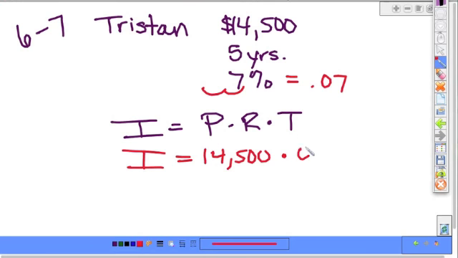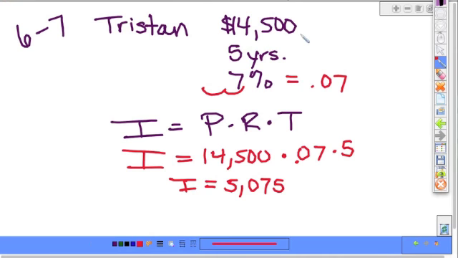So times 0.07, and then times the time, which is how many years? That's 5 years. If I multiply this all out, my interest equals $5,075. So that does not mean he only pays back $5,075.